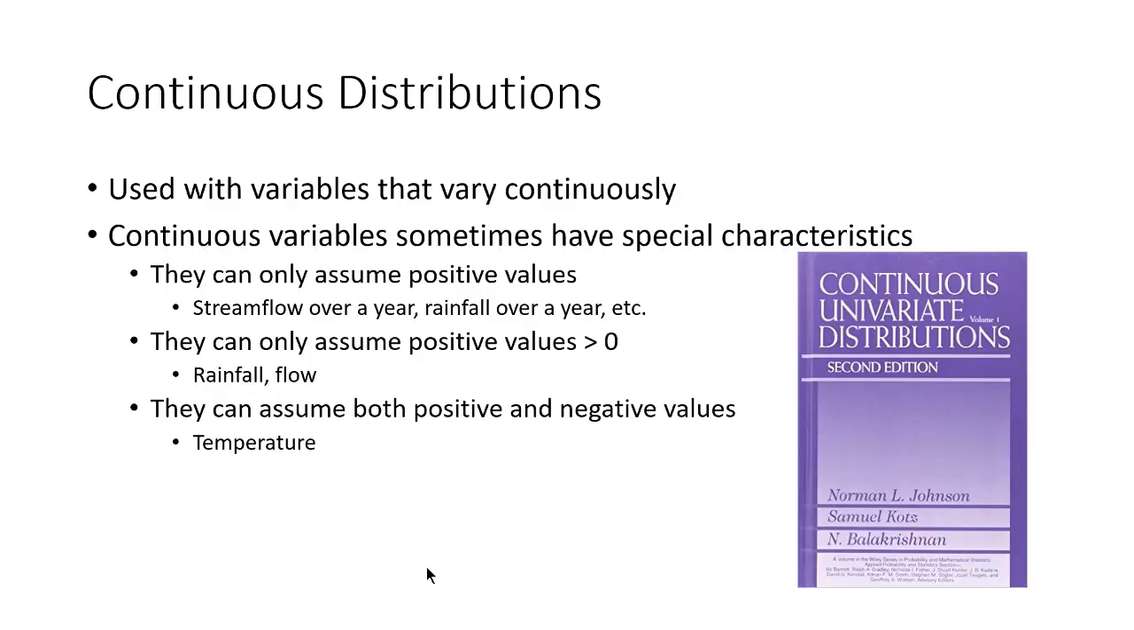Continuous distributions. Most of the variables that we use in hydrology vary continuously, and continuous variables have some special characteristics. Sometimes they can only assume positive values. So if I look at a stream flow over a year, it can never have a negative value. Rainfall over a year, same thing. And sometimes they can only assume positive values greater than zero.